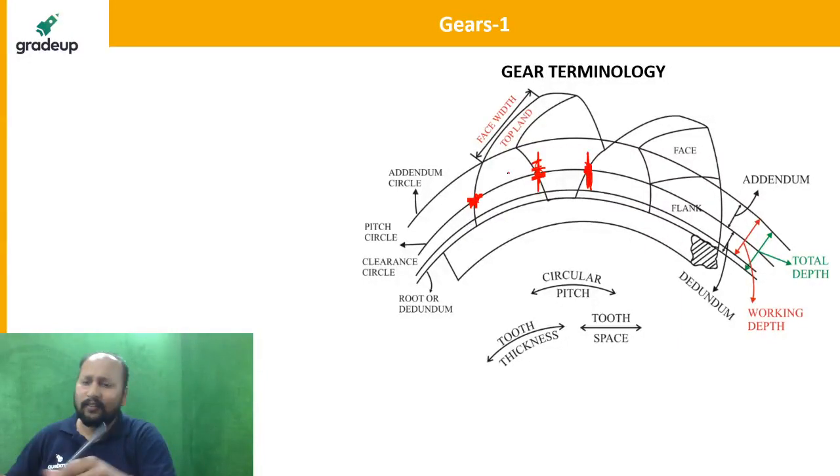What is tooth space? If I say in layman's words, the distance between two teeth is called tooth space. What is pitch? Pitch is basically the consecutive distance between two teeth. And what is the thickness? The thickness of the tooth is known as tooth thickness. Is that clear?